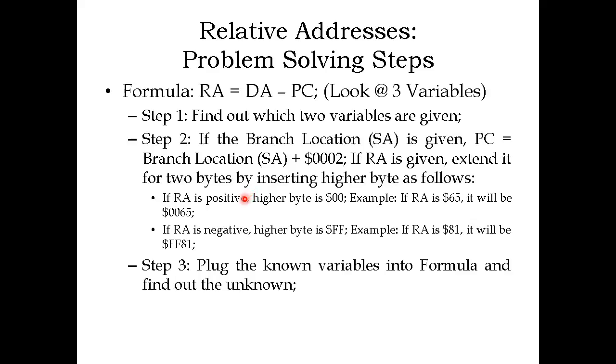We can always tell whether the number is positive or negative, right? If the relative address is positive, I put the higher byte as 00. If the relative address is negative, my higher byte would be FF. Very simple. And I can always tell which is positive and which is negative just by looking at the hex number. And then I plug the known variables into the formula to find the unknown.